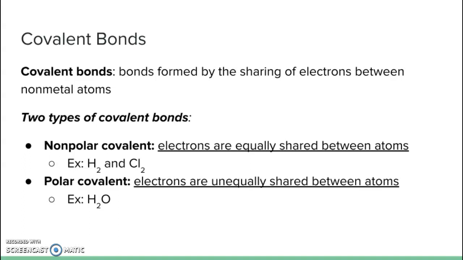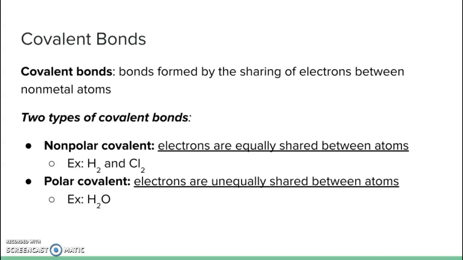Yesterday, we learned that covalent bonds are bonds formed between the sharing of electrons, and it's two or more nonmetal atoms, all right? And we did Lewis dot structures yesterday to show us how we can write covalent bonds and show the sharing of electrons through single, double, or triple bonds. However, we have two types of covalent bonds that exist.